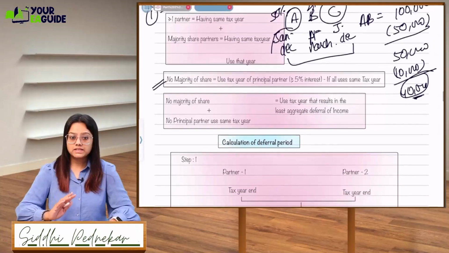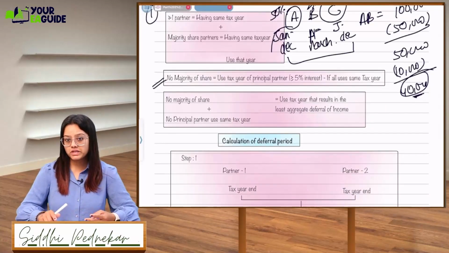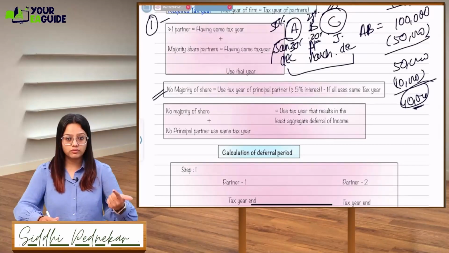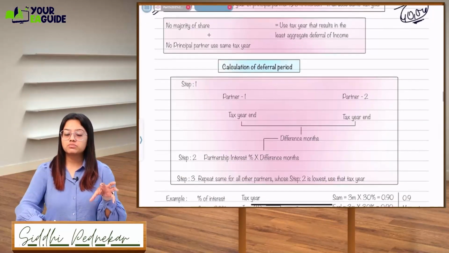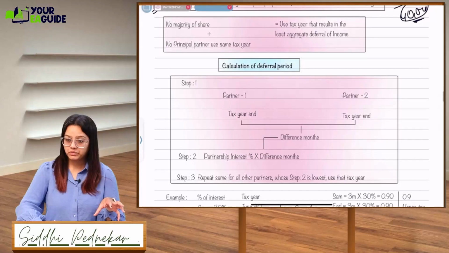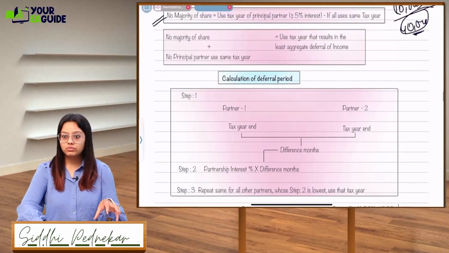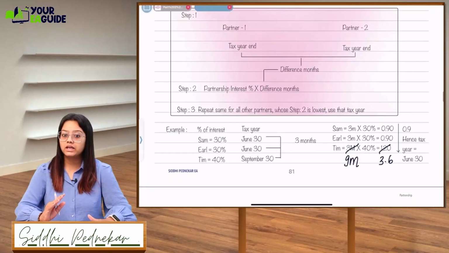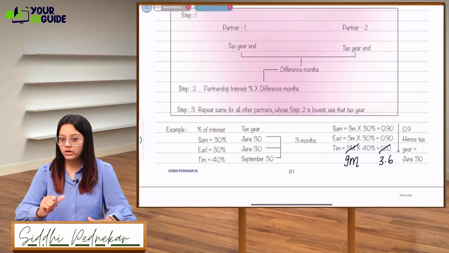Okay, now let's say there is no majority, there is no principal. See, in this case 30% means, can I say all are having more than 5%? There is no majority. Then you'll have to do a small calculation of a deferral period. And I know many of you might get confused in this calculation. That's why I'll directly take the example so that you can understand it very well.